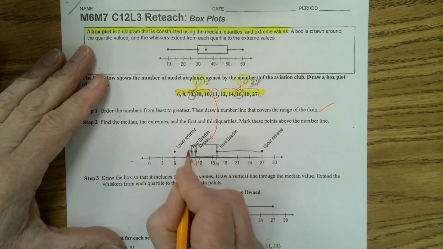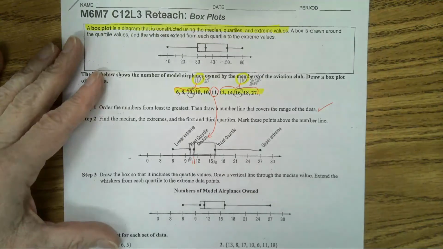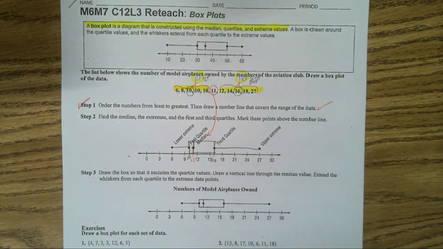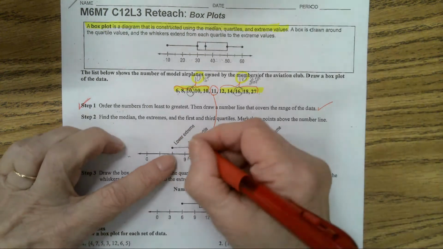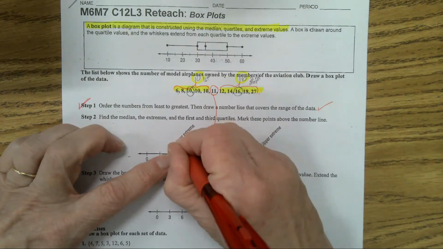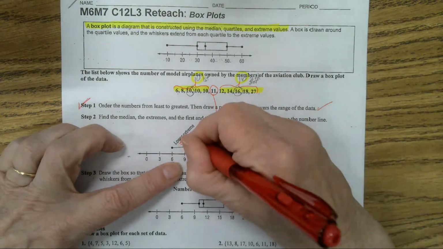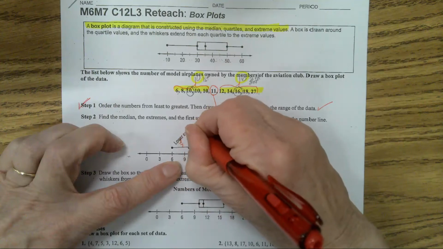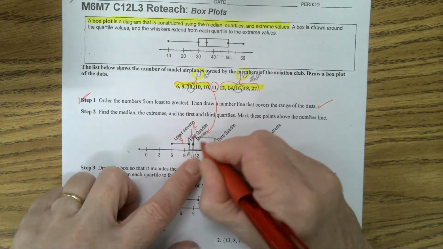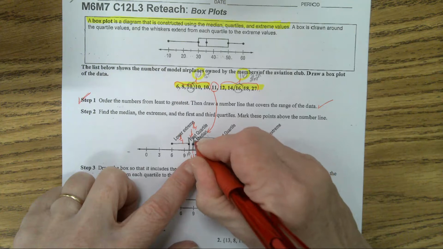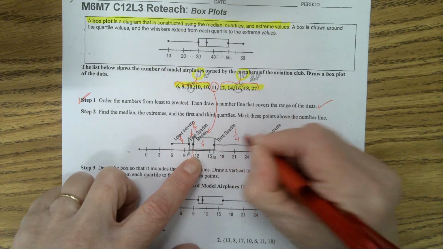Okay? Now, does everyone see how we made the box? How we made the whiskers? Now I'm going to show you where the word quartile comes from, okay? I'll do this in red. 1/4 of your data is on this whisker. 1/4 of your data is in that part of the box. 1/4 of your data is on this side of the box, and 1/4 of your data is on that whisker.